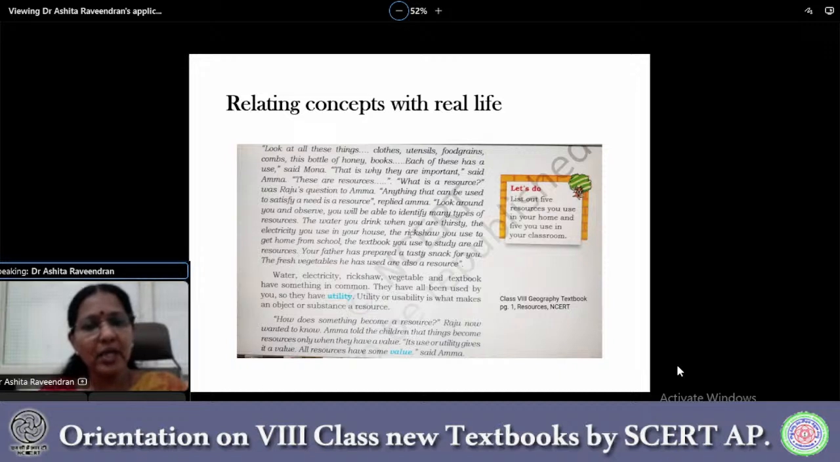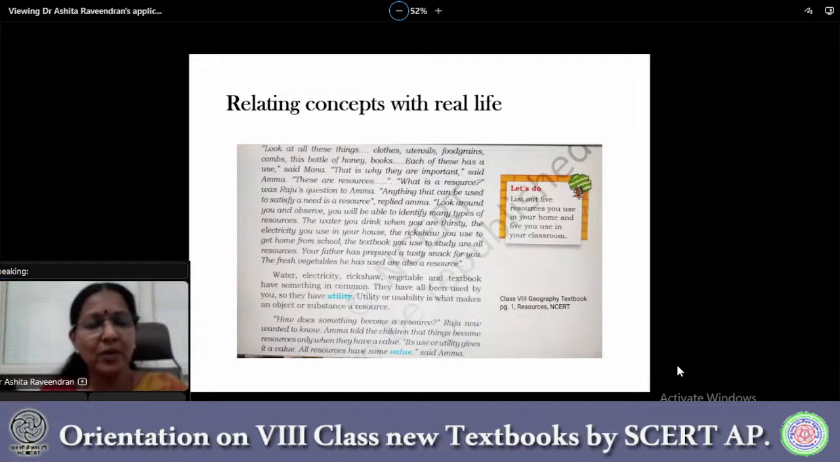Like when they are saying that the electricity that you use in your house, the water that you drink, the rickshaw that is coming to your house, the textbook that you are studying, all these things are resources. And even the snacks that you are eating, which your father is making. So here the gender concern is there. Here we are taking care of that.